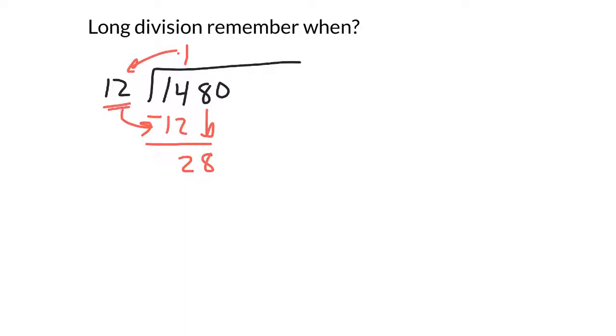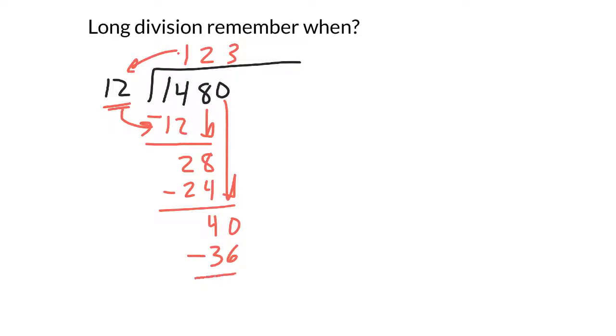What do I take 12 times to get 28? That would be 2. And then 2 times 12 is 24. Write it down, change the signs, add down, get 4, bring down the 0. How many times does 12 go into 40? That would be 3. 3 times 12 is 36. Write it down, change the signs, add down, get 4. We would say 4 is the remainder, so we would put 4 on top of the 12 that we divided by, but we know 4/12 reduces to 1/3. So 12 going into 1,480 is 123 1/3.